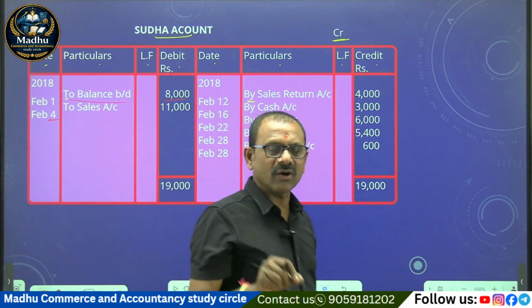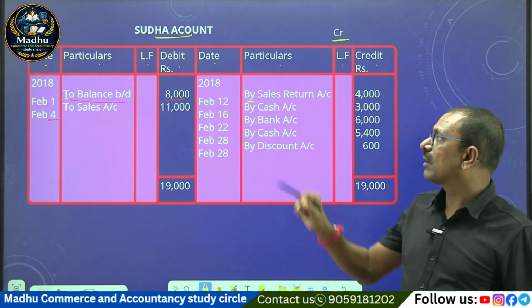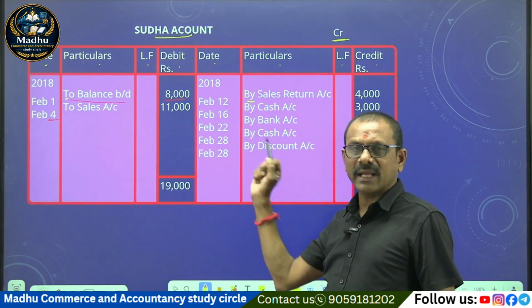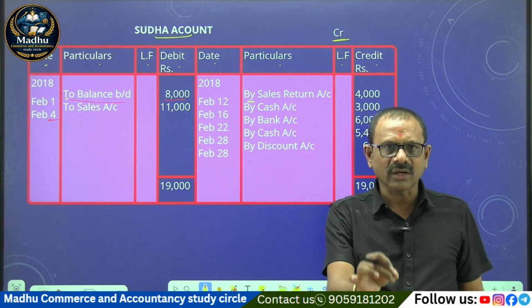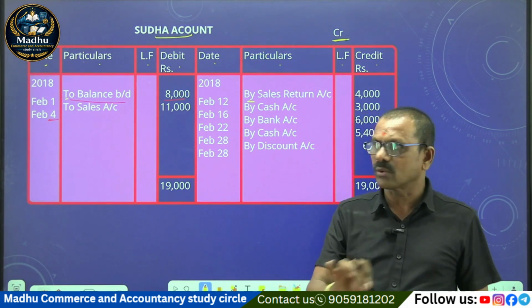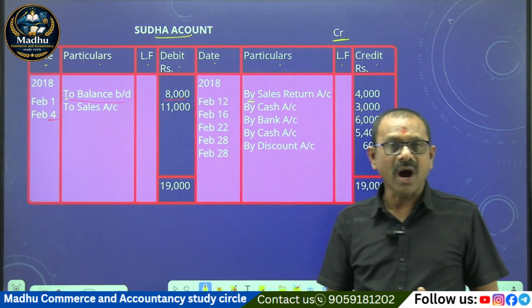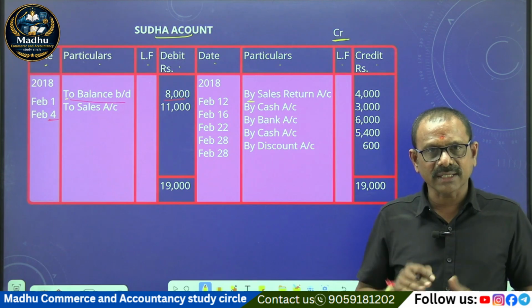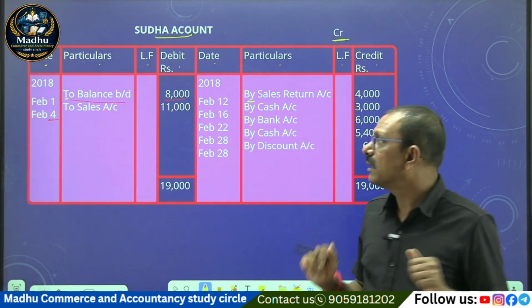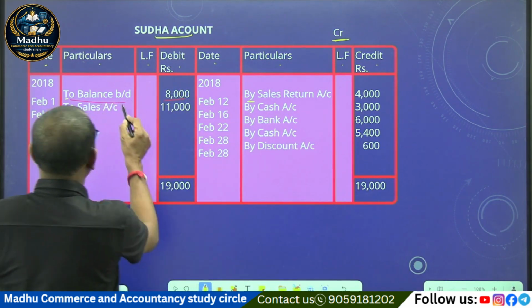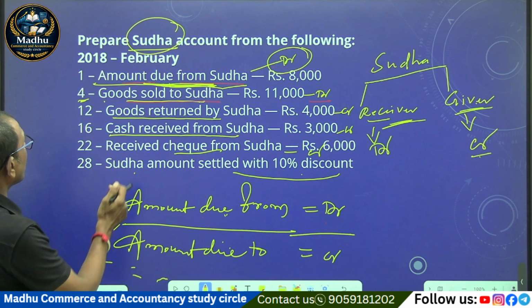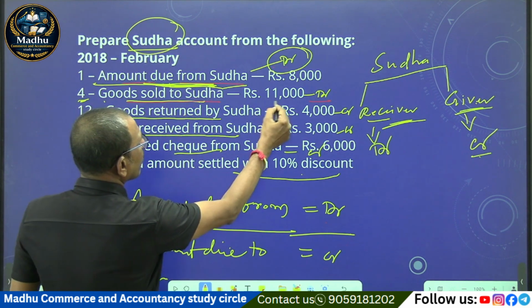अपन सुधा का अकाउंट प्रिपेयर कर रहे और సుధా का नाम ఈ టేబుల్ के अंदर नहीं लिखना. సుధా అకౌంట్ తయారు చేస్తున్నాం కాబట్టి సుధా పేరును ఈ టేబుల్ లోపల రాయకూడదు. Don't write Sudha's name. What she receives, what she gives, that should be recorded. So here debit, first one balance brought down and next one what here? We sold to Sudha 11,000 rupees.